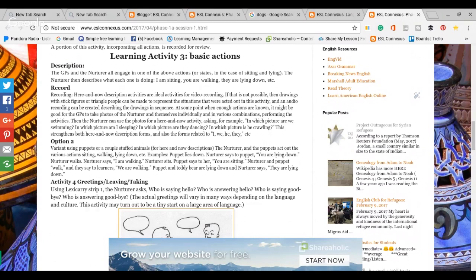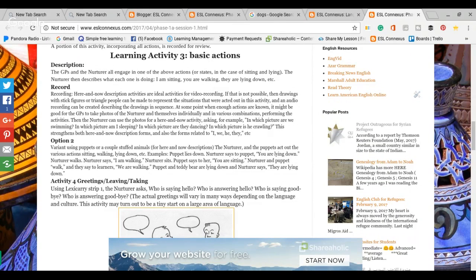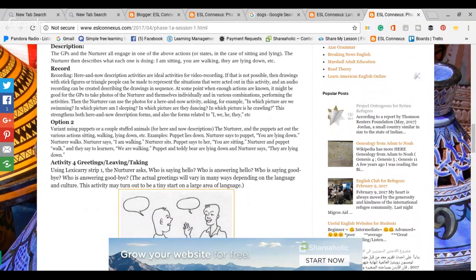Again, recording here and now description activities are ideal activities for video recording. If that is not possible, then drawing with stick figures or triangle people can be made to represent the situations that were acted out in this activity, and an audio recording can be created describing the drawings in sequence.